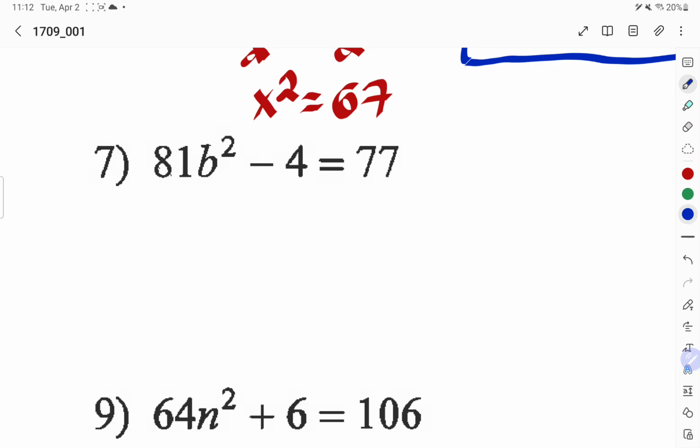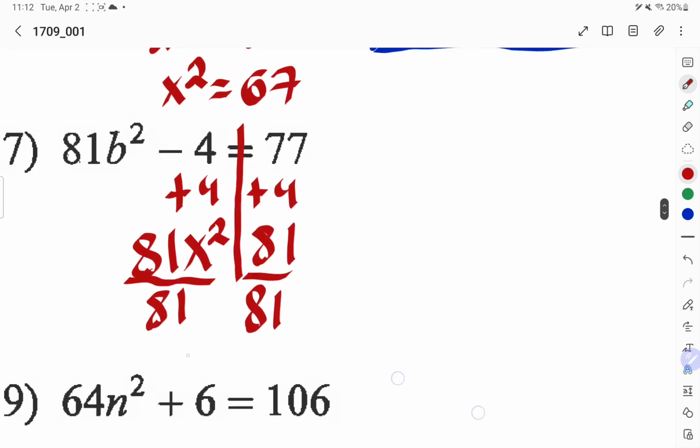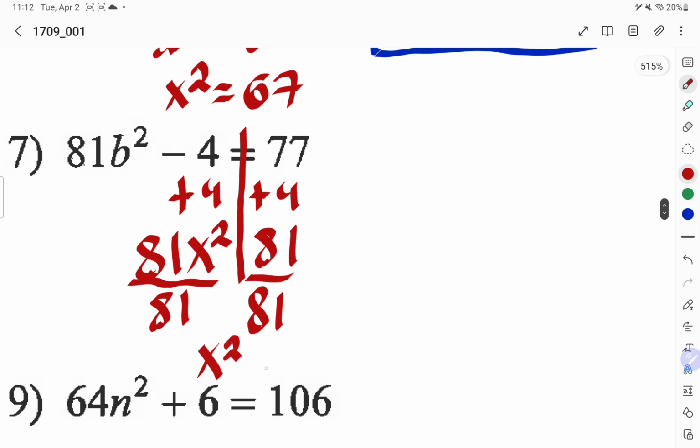So let's go. We're going to start with moving everything to the right. So I'm going to be moving the 4. So plus 4. That's 81. Now we're going to have 81. I'm going to use x squared, even though it's b. Now we divide both sides by 81. That's going to give me x squared is equal to 1.